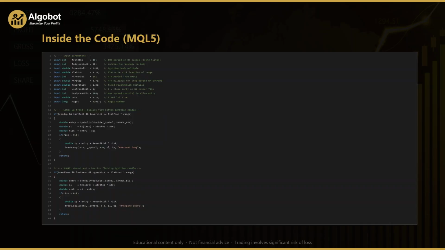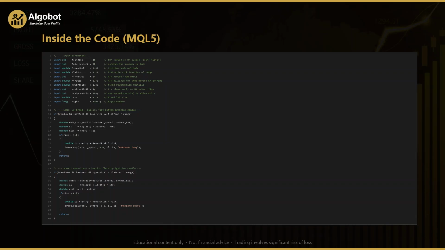Let's look at the actual MQL5 code the expert advisor runs, styled here as you'd see it in MetaEditor. At the top are the input parameters. TrendEma, defaulting to 20, sets the moving average period on the Heikin Ashi closes. Body loopback, 10, is how many candles feed the average body size. Expand multiple, 1.8, is the body expansion multiple. Flat frac, 0.2, caps the wick on the flat side. ATR period and ATR stop govern the stop distance. Reward risk sets the target at 1.8 times risk, and use trend exit switches the early color flip exit on or off.